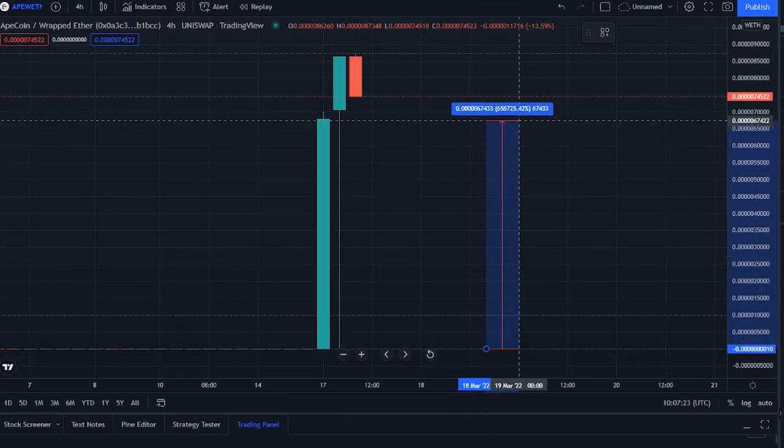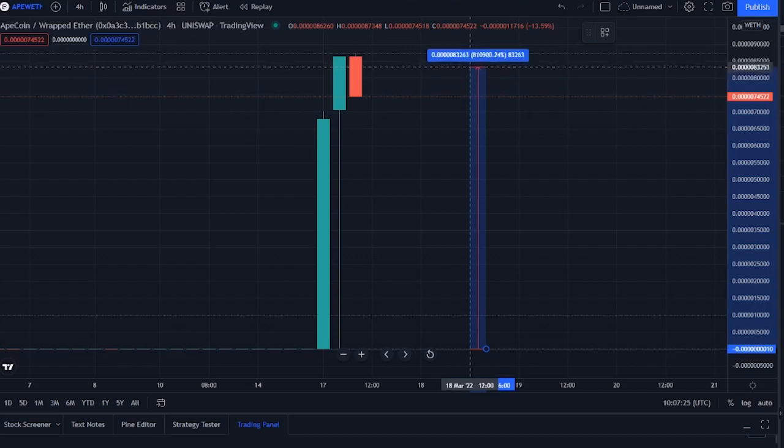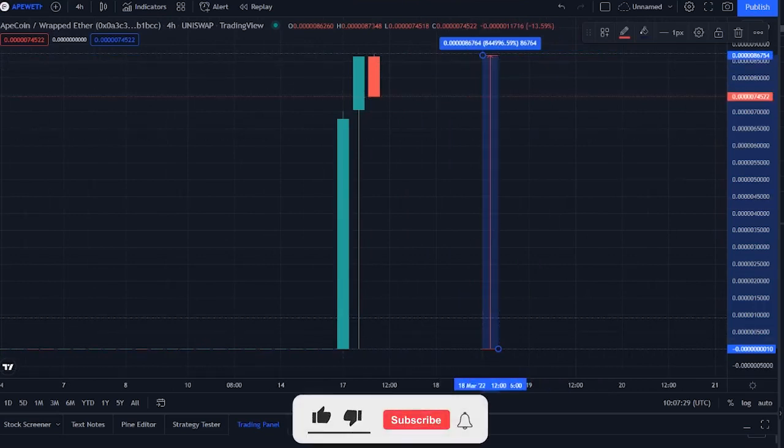The lowest price since its ATH was $0.602802 cycle low. The highest APE price since the last cycle low was $0.504 cycle high. The APE price prediction sentiment is currently bullish.